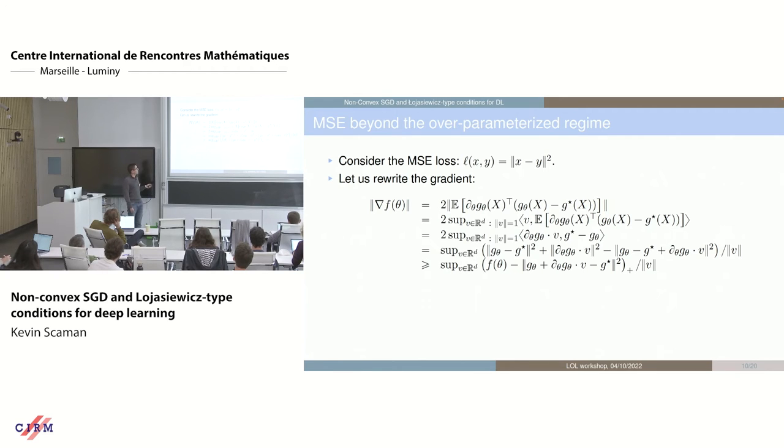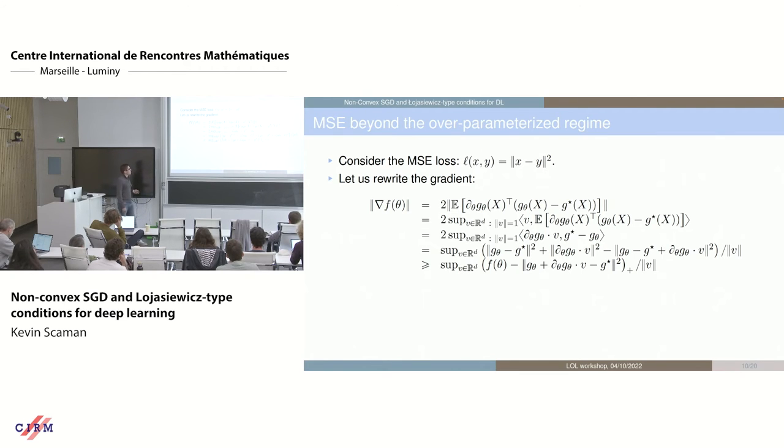Here you recognize the loss function, so that's very good. We want to have lower bounds that depend on the loss function. You have a term that is positive here, so we will just remove it from the inequality. And then what you see here is something very interesting: if you rewrite it, you have a difference between g theta plus the Jacobian times this vector, minus g star. So you're comparing basically a first order approximation around theta with the actual target function.